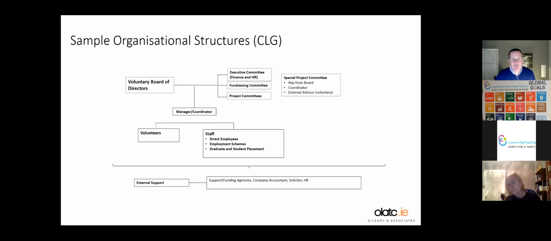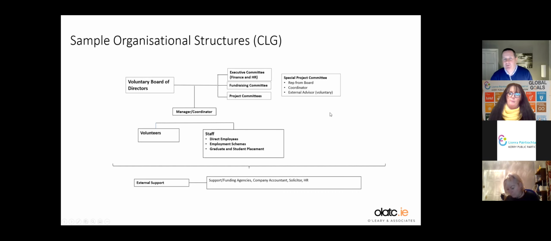So you might have a voluntary board of directors. Now, if you're only a constituted group and you don't have a company structure, this would be your voluntary management committee. We would always recommend a minimum of 2 subcommittees.